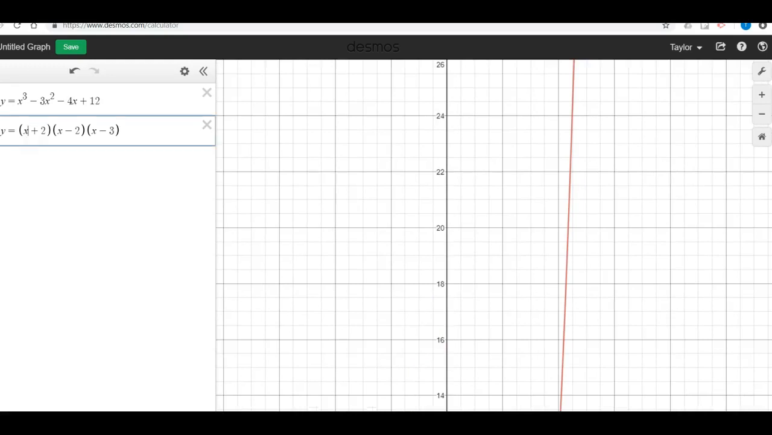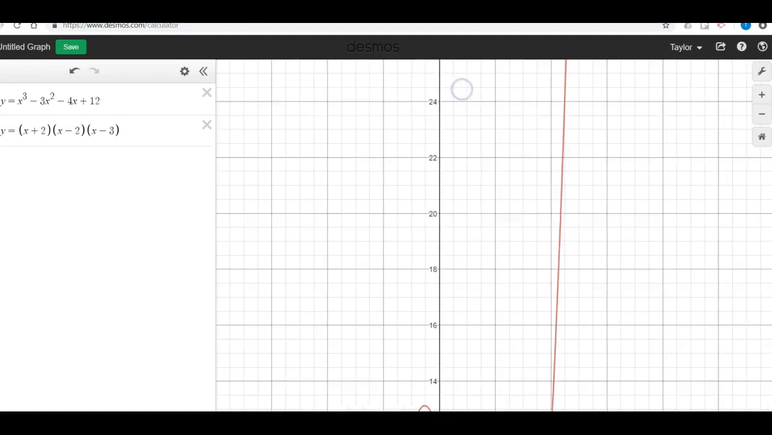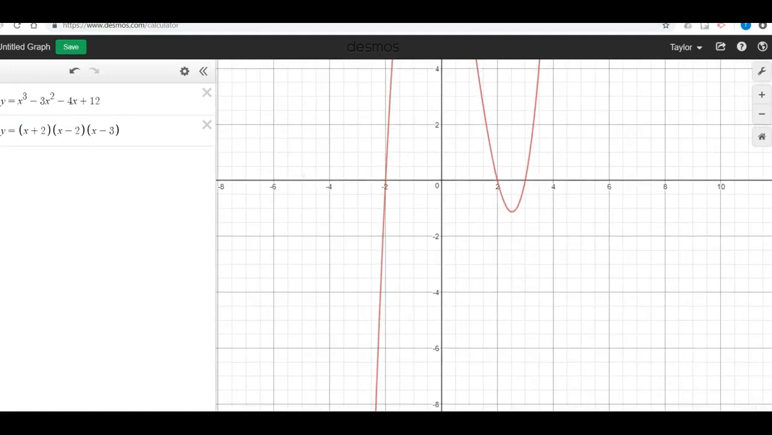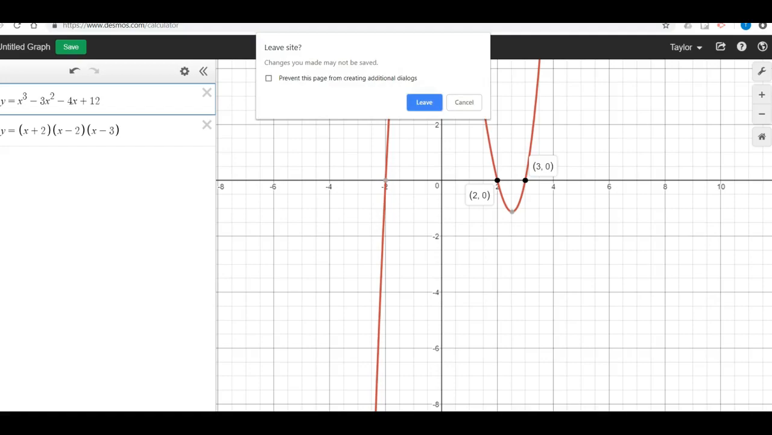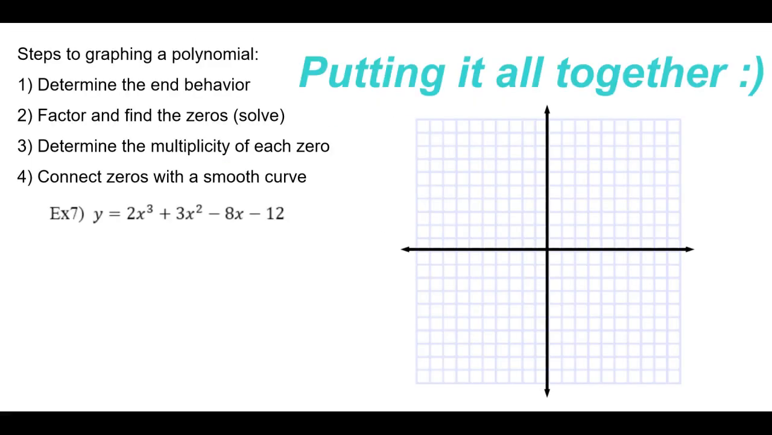What are my x-intercepts? What did we know those were going to be? What is this one? -2, +2, +3. So if I go down here to the x-axis, -2, +2, and +3. All those x-intercepts are right there, okay? All right, so now we just have to put everything we've learned together. This is like the last thing to do for the whole learning target.